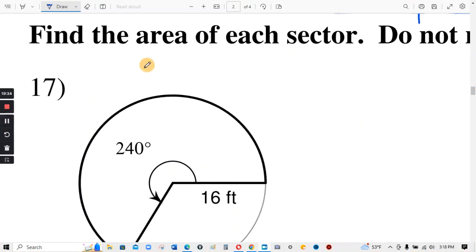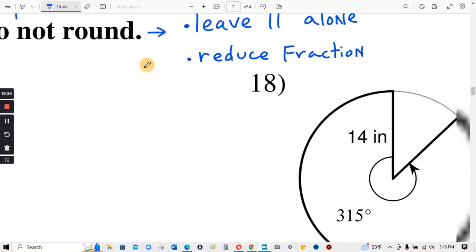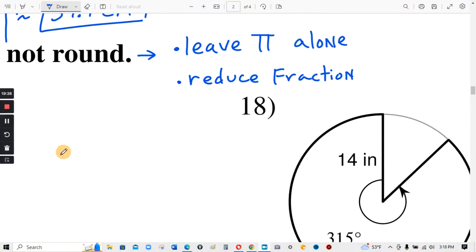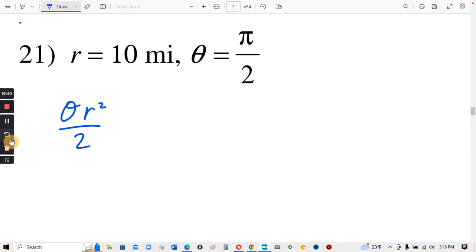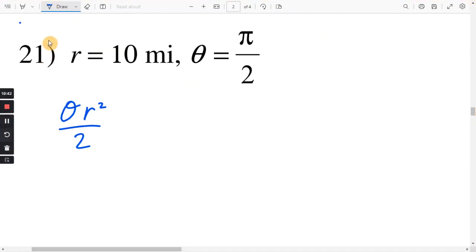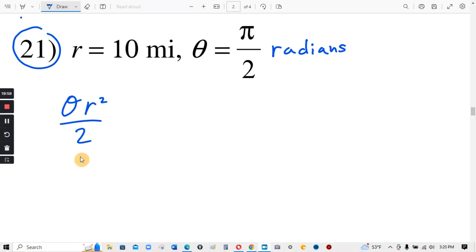Okay, now we'll do one in the do not round section. You leave pi alone and you reduce the fraction. Okay, please pause and try number 21. We can see there is no degree symbol here, so this angle is in radians. And the formula for radians, sector area, is theta r squared over 2.